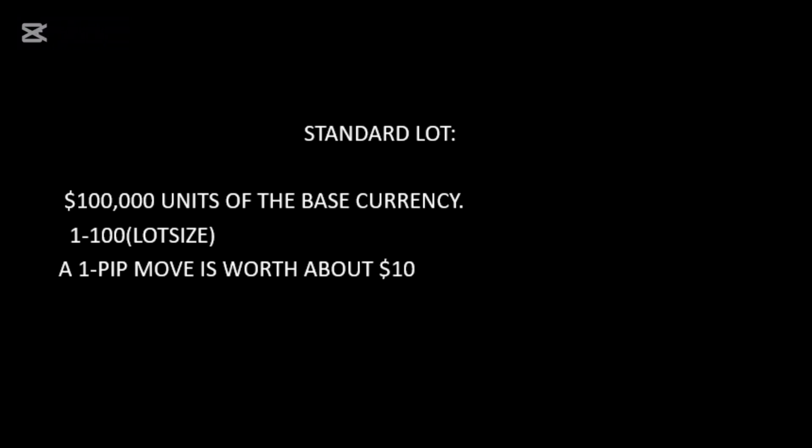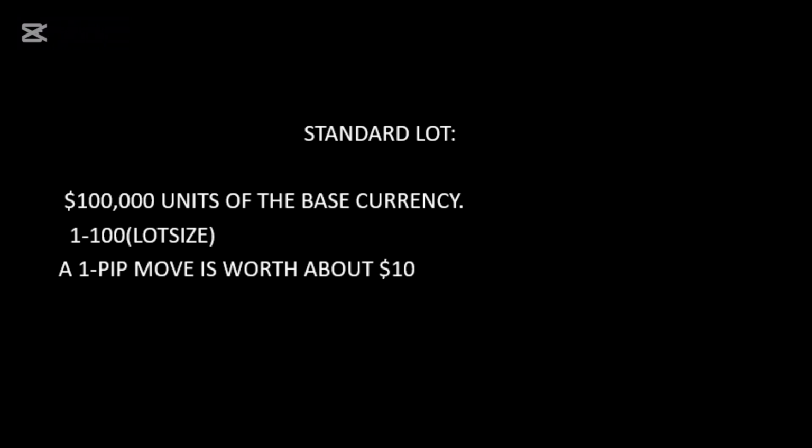A 1 pip move is worth about $10. So if you're using a 1 lot size, for example, and you take a trade and it goes in your direction by 1 pip, you're making $10. And if it goes in your direction by 10 pips, that means you're making $100.